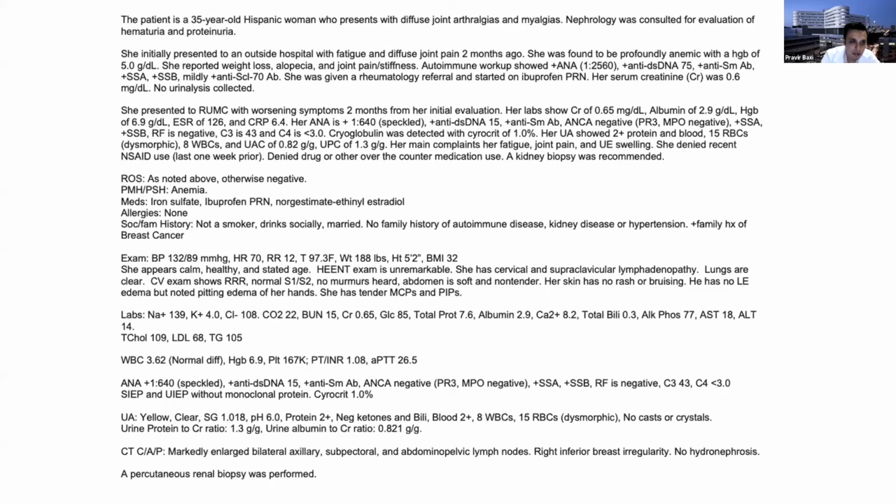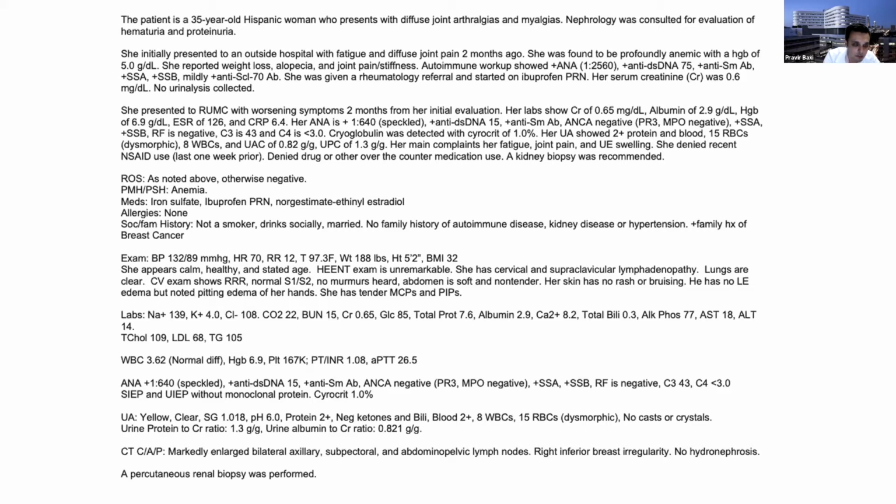Her vitals, her blood pressure was 132/89, heart rate of 70, respiratory rate of 12. Her BMI was 32. Overall, on exam, she looked pretty healthy, and she wasn't in any distress. The major things to note were that she did have some cervical and supraclavicular lymphadenopathy. She had no lower extremity edema, but she had some pitting edema of her hands, and she did have quite tender MCPs and PIPs. No rash at our encounter, but she said she did have a malar rash in the past when she initially presented.